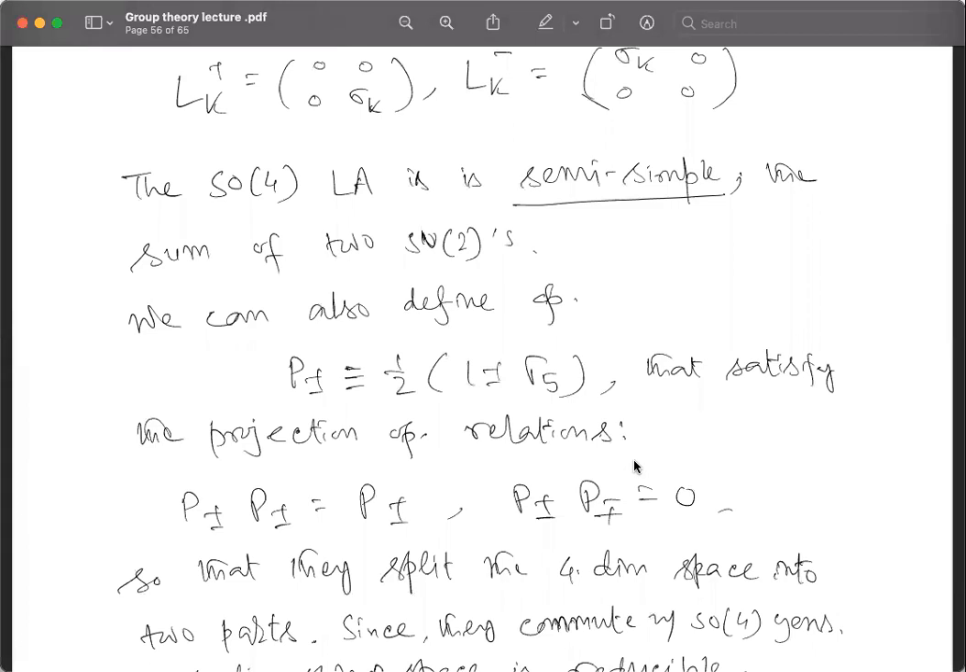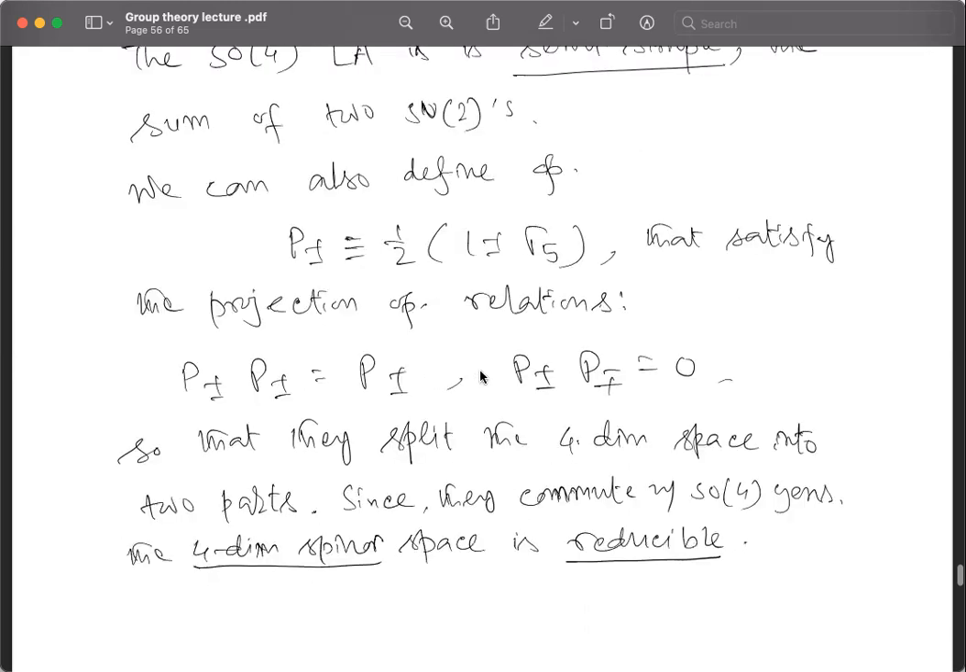We can also define the operators P^±, which is like (1/2)(1 ± γ_5), and γ_5 is what we have defined as the product of γ_1, γ_2, γ_3, γ_4, and that satisfies the projection operator relations. For example, P^± times P^± is P^±, and P^+ times P^- is equal to 0. Because of this property of the P operators, we can split the 4-dimensional space into two parts. Since they commute with the SO(4) generators, this 4-dimensional spinor space is basically reducible in terms of two-dimensional spaces, and that's a very interesting feature.